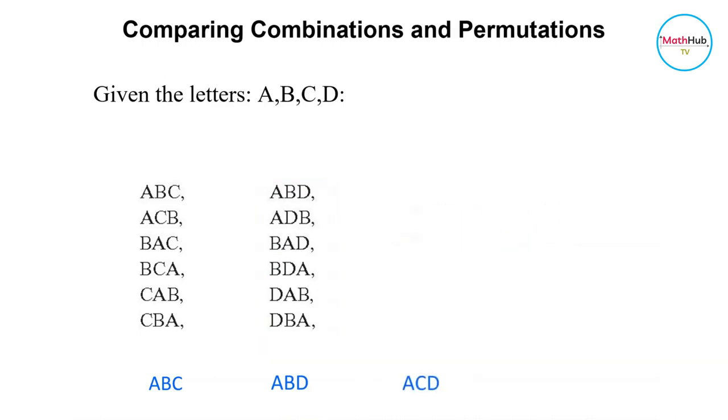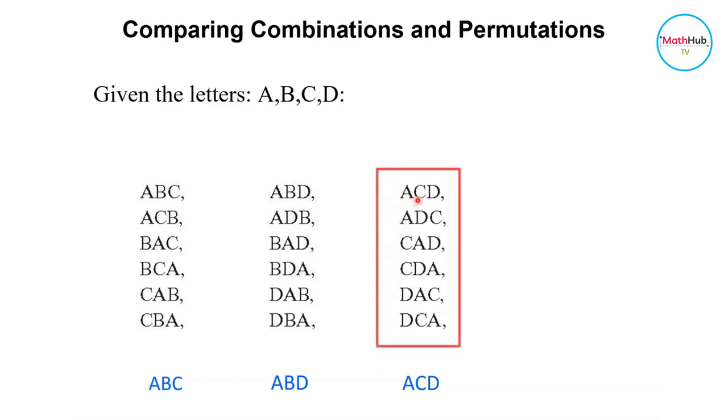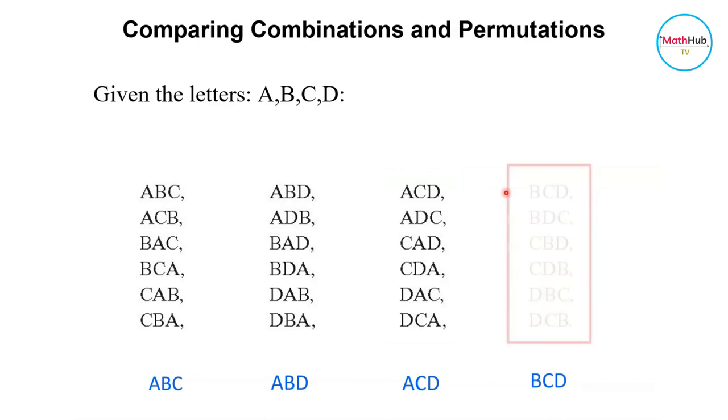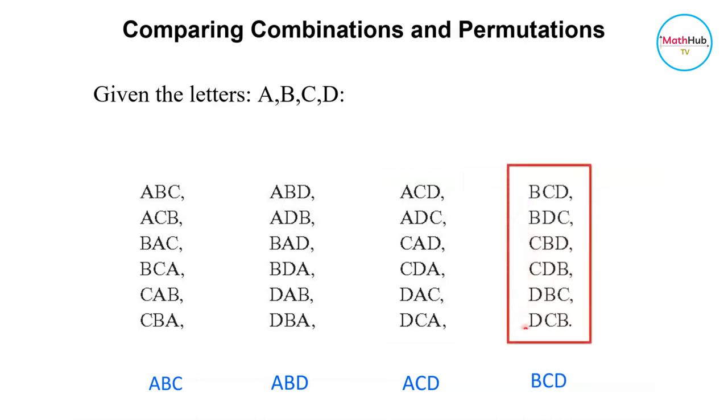The combination of A, C, D letters would result to 6 different permutations, namely ACD, ADC, CAD, CDA, DAC, and DCA. Also, the combination BCD would result to six different permutations of those letters, namely BCD, BDC, CBD, CDB, DBC, and DCB.